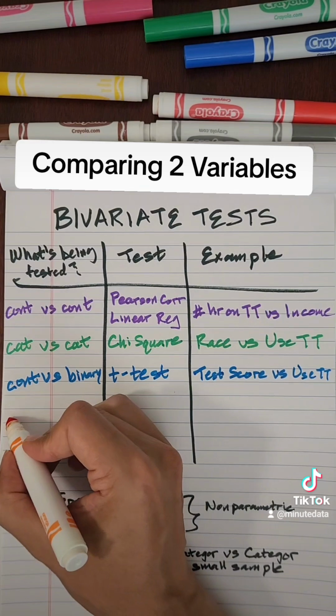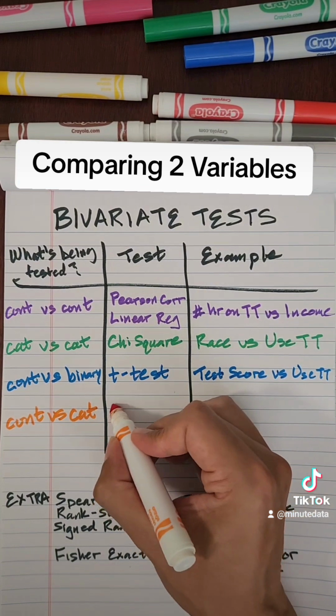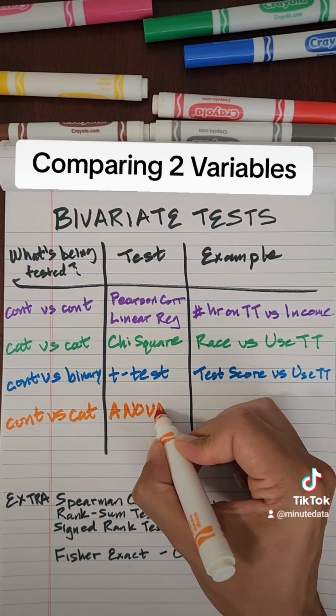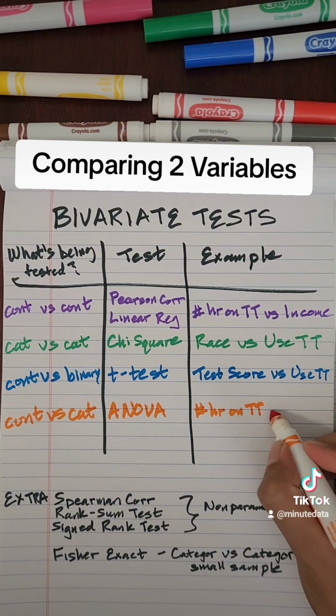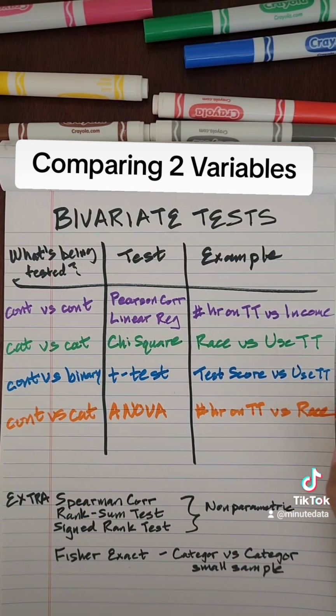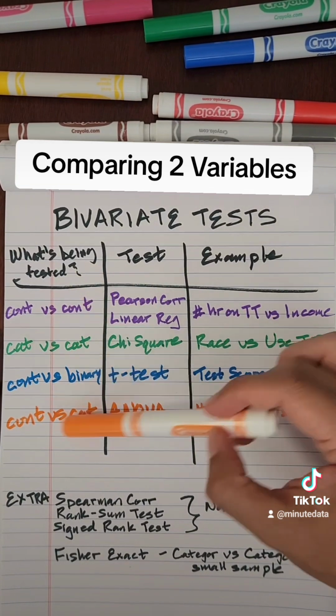And then the last one I'll mention here is continuous versus categorical. Here you would use an ANOVA. An example might be number of hours on TikTok versus race. So these are some example bivariate tests, as well as what scenario you would use them in.